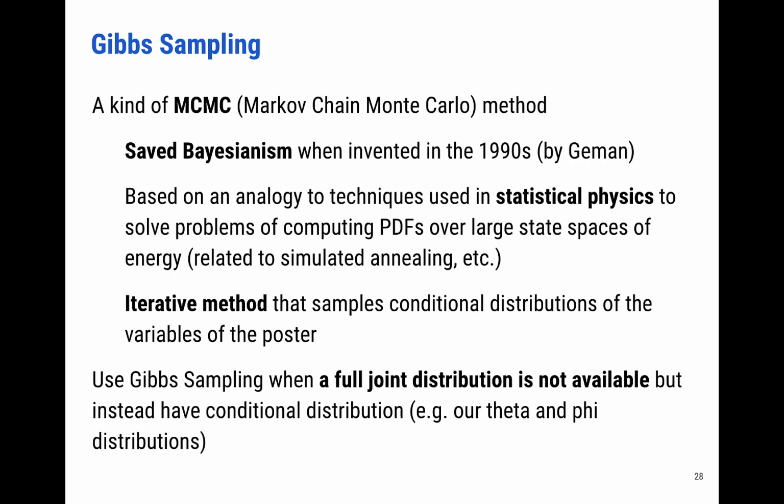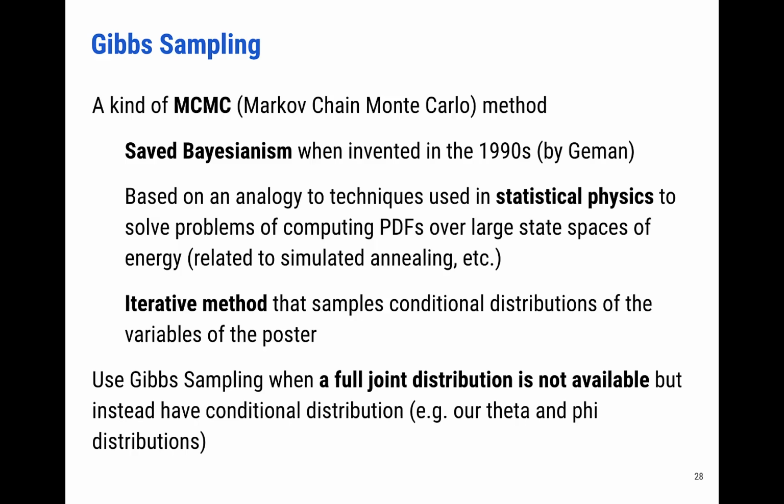So Gibbs sampling, just as a side note here for your edification, is a kind of Markov chain Monte Carlo method that was developed in the 1990s. And according to the intellectual history of Bayesianism, it kind of saved Bayesianism as a method because it made it possible to solve a lot of these very difficult Bayesian equations that were around. It's based on an analogy to the techniques used in statistical physics to solve problems of computing probability density functions over large state spaces of energy, related to simulated annealing, etc. And it's an iterative method that samples conditional distributions of the variables of the posterior.